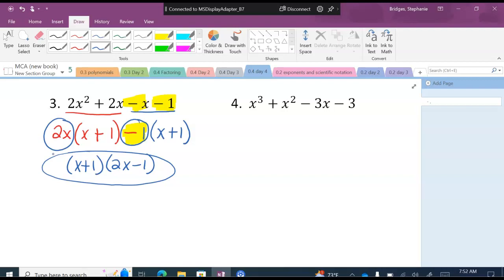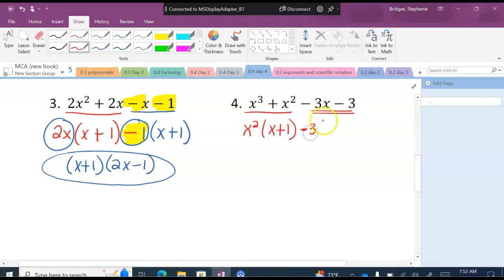What do my first two terms have in common? An x squared. Okay, so let's pull that out. And what's left? X plus 1. Now, because my middle sign is a negative, when I'm pulling out what's in common, it's a negative whatever they have in common. What is it that those two have in common? A 3. Okay, so when we divide it, we're dividing it by a negative 3.